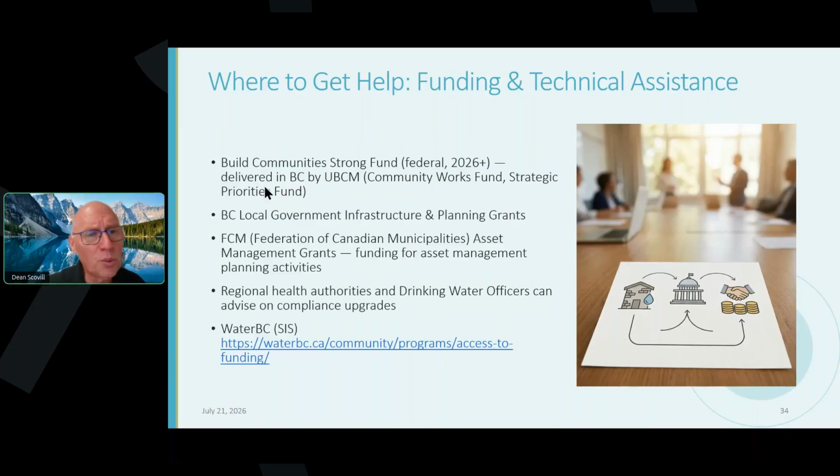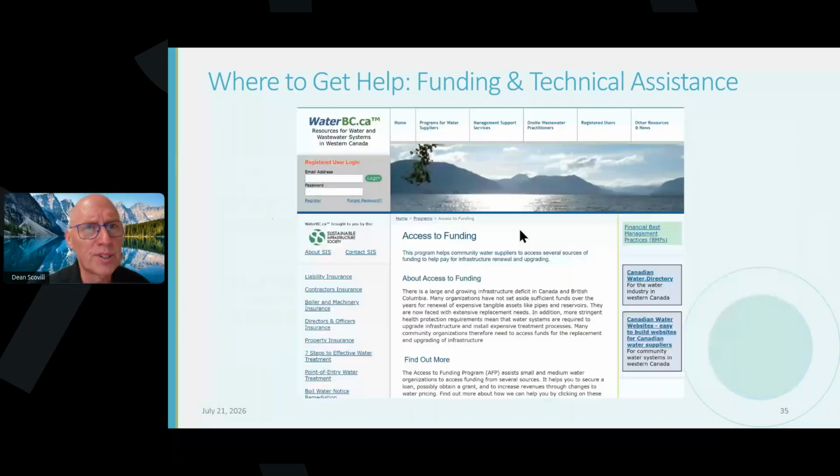But if you go to the Water BC, and I've got the link right here, you'll pull up their website, and guess what? They focus on small water systems. This is a voluntary nonprofit organization. Wow. And access to funding. They can guide you a little bit. There's no guarantees, but at least you have an organization called waterbc.ca.